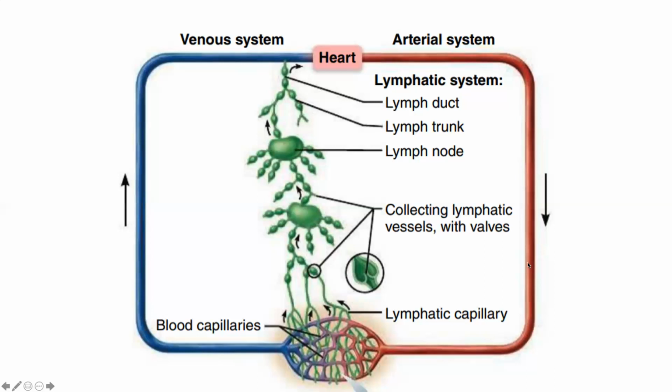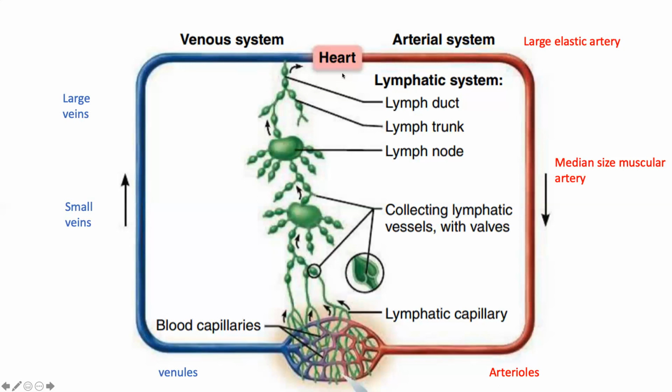to the central circulation. So now our heart is going to pump out the blood into the arterial circulation. Of course, at the beginning the arteries will be large, which are large elastic arteries, and gradually these large arteries divide to become medium-sized or muscular arteries. And finally, they will become small little arteries, which we call arterioles. And finally, they will become blood capillaries.